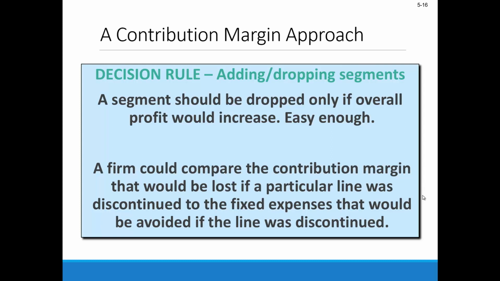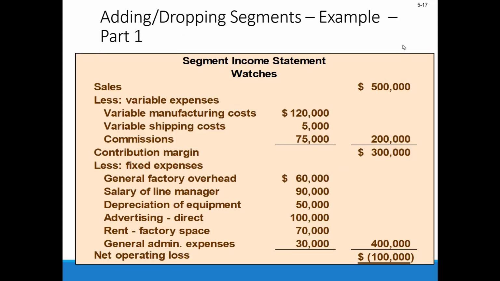Our decision rule around adding or dropping segments is pretty simple. A segment should be dropped only if the overall profit for the company would increase. And so only if that segment or product line is taking something away from the combined bottom line of the company rather than adding something to it. So we'd say that a firm could compare the overall contribution margin that would be lost if a particular line was discontinued to the fixed expenses that could be avoided, avoiding being the key word there, if the line was discontinued. So let's use an example here.